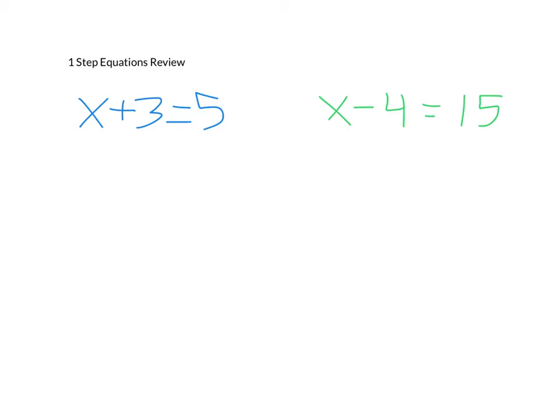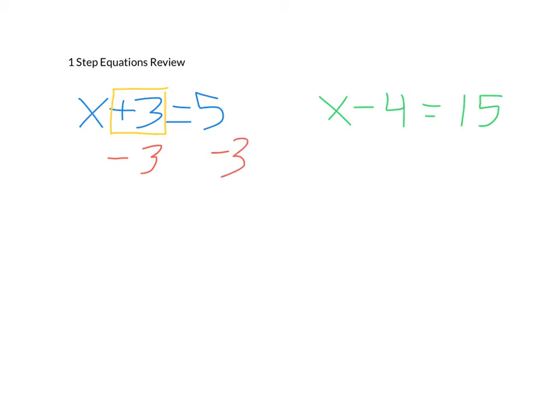To start, we see here that in x plus 3 we are adding 3, and we need to get that away in order to solve for x. So we are going to use the opposite operation. The opposite of adding is subtracting. So instead of adding 3, we subtract 3. And whatever we do on one side, we do on the other. So we will subtract 3 over here as well.